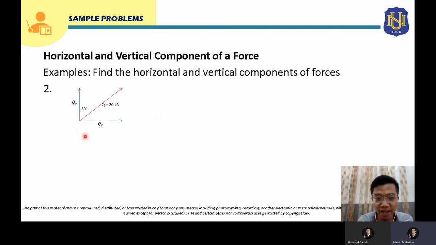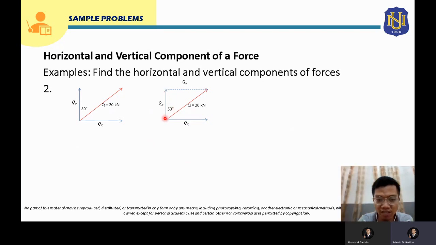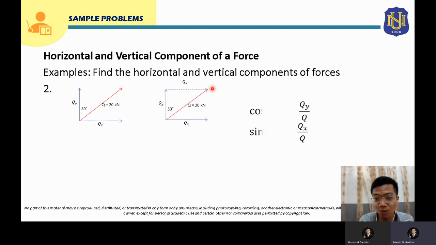So we have to create a triangle to solve this. This will be the triangle that will be created. Our angle is here, 50 degrees, so the triangle should be this triangle. Since your angle is here, your adjacent side will be your Qy, and your opposite side will be your Qx. So this will now be the triangle, and from that, we can solve for Qx and Qy.